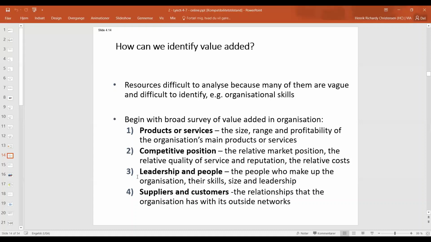Then he also suggests us to look at leadership and people. Take a closer look at those skills that they have. And leadership and people, here I would also like to add that when we talk about resources, we have this resource called capabilities. And capabilities, as I said before, comes from knowledge, skills, and competence. So there's a kind of a connection here.